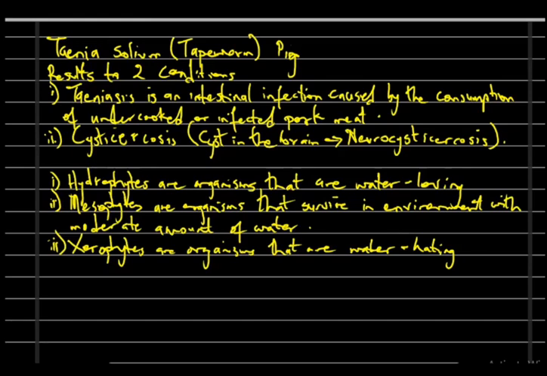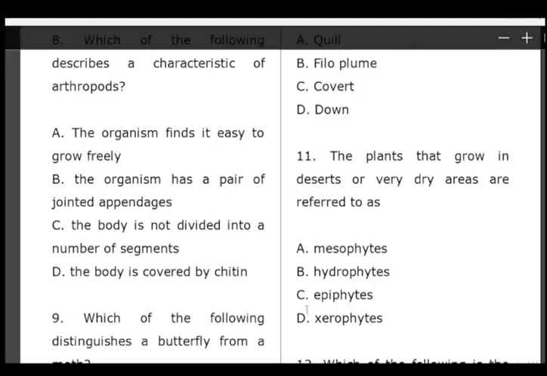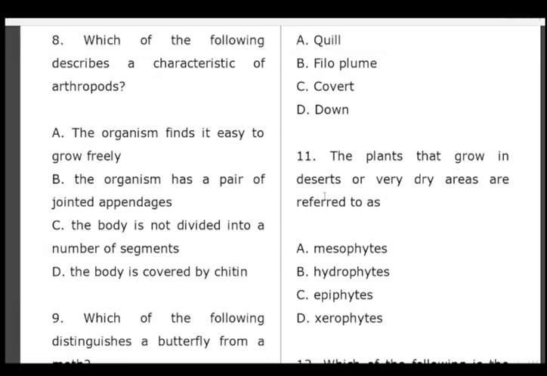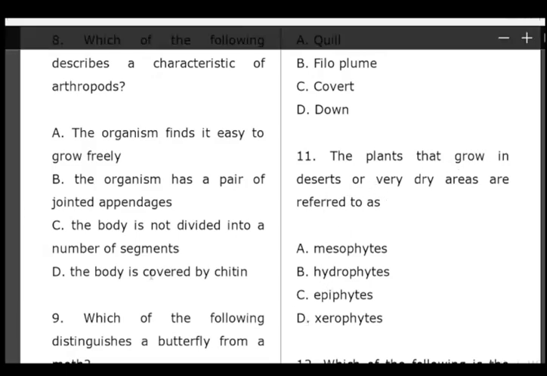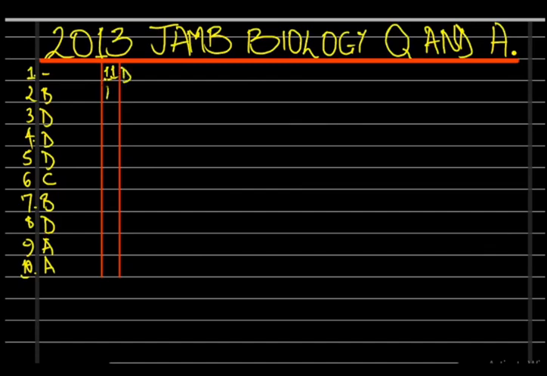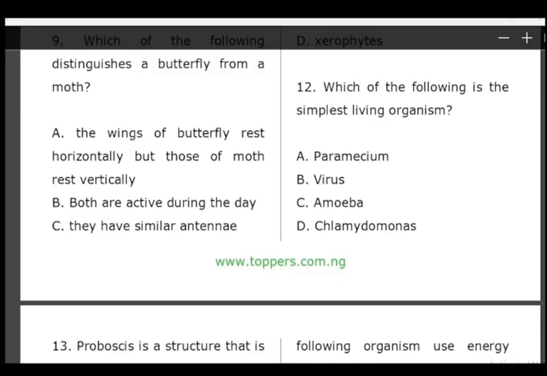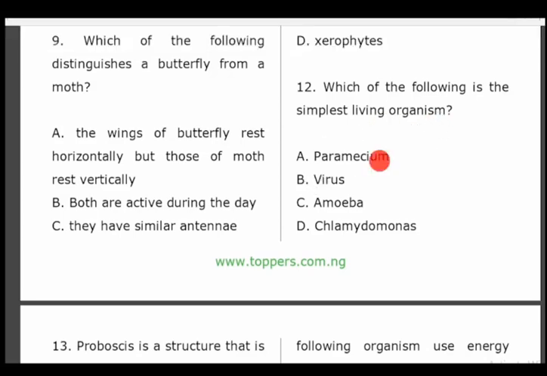An example is a cactus. A cactus is an example of a xerophyte. So when we look at that particular question, the answer is that the plants that grow in deserts are the xerophytes, option D. So question 12 now. Which of the following is the simplest living organism? A. Paramecium. B. Virus. C. Amoeba. D. Chlamydomonas. Now the simplest of these is the amoeba, because it is a monera.